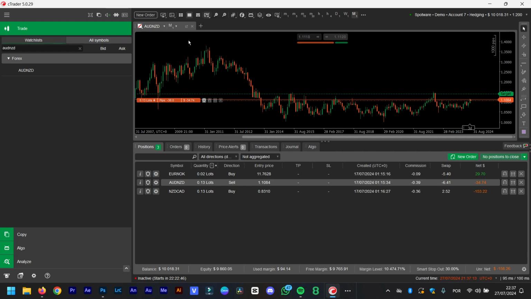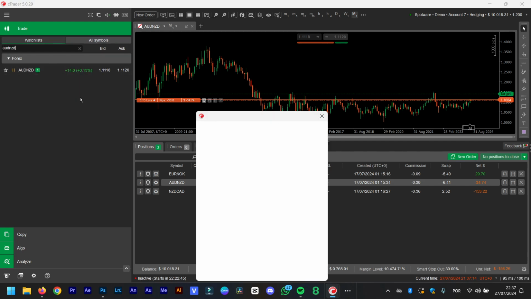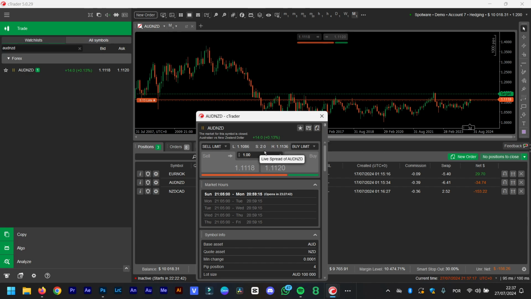AUD/NZD. Right click, simple window. So 2.0. Okay, the spread here is not expensive though. But I think when I opened this trade, the spread was expensive. I don't know. I'm just trying to figure out why the swapping is really expensive here.